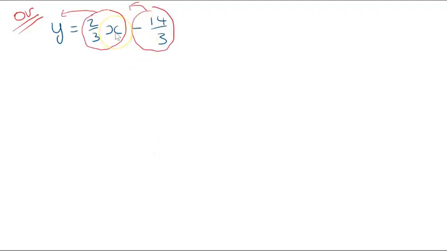So bringing everything over to the left-hand side. The 2 over 3x becomes minus 2 over 3x. The y didn't move, so it just stays as y. And the minus 14 over 3 came over the equal sign and became positive 14 over 3, and that's equal to 0.